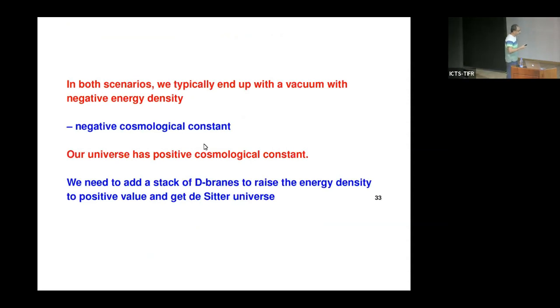And finally, I should add that in both scenarios, we typically end up with a vacuum with negative energy density, which means we have negative cosmological constant. But of course, our universe has positive cosmological constant. Again, there is a mechanism that can resolve this problem: you have to add to this solution that I have described a stack of D-branes to raise the energy density to a positive value and get the de Sitter universe.